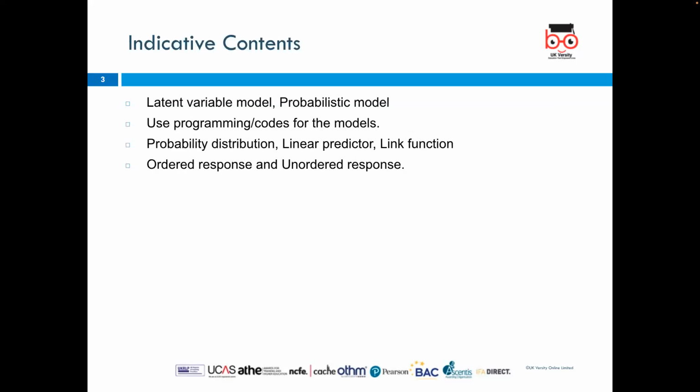So these are the content, indicative content. The first one is latent variable model, probabilistic model, use programming codes for the models, probability distribution, linear predictor, link function, ordered response, and unordered response is the last one.